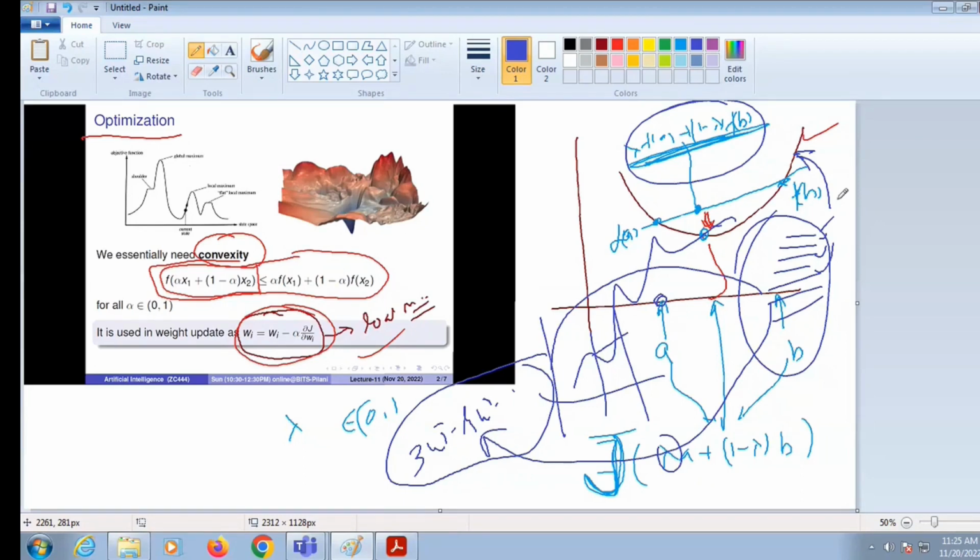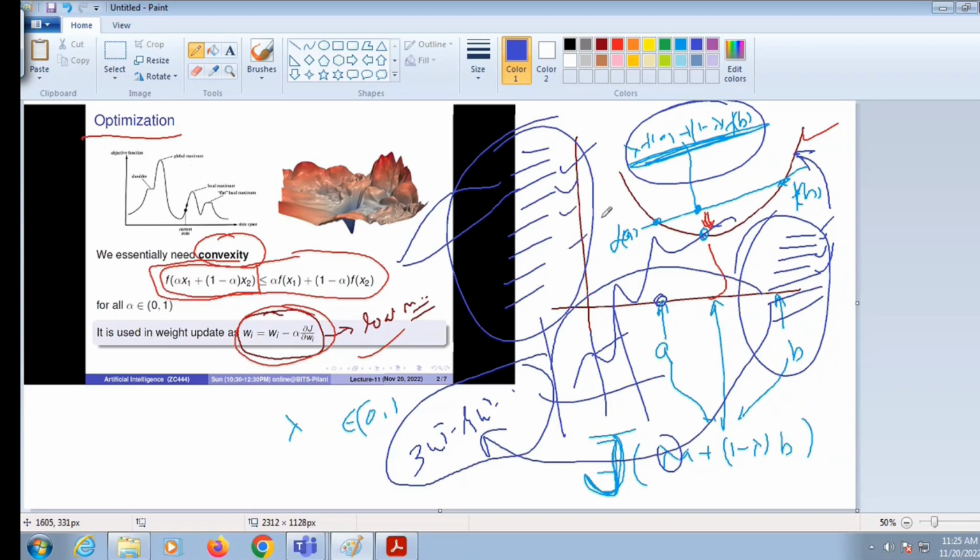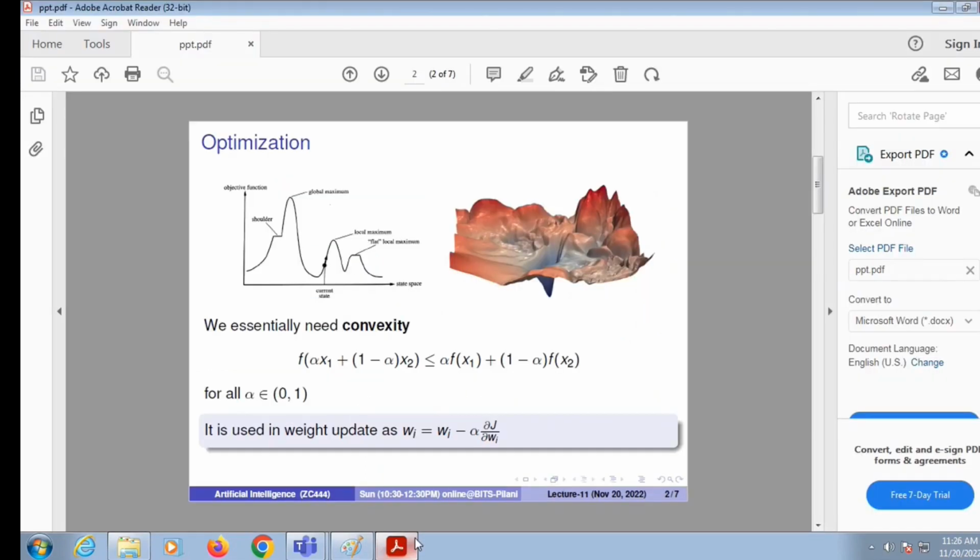Out of multiple solutions, I can ask which is best. So for each of them, you find out their goodness and find out which is the best one. Yes or no? Yes. Okay. All right. Very good.